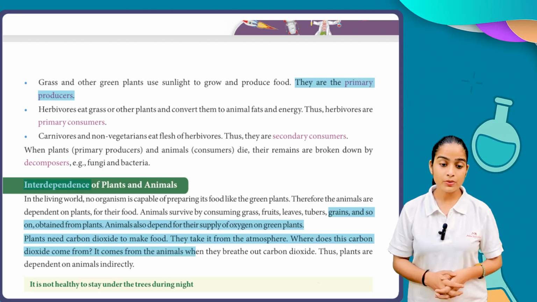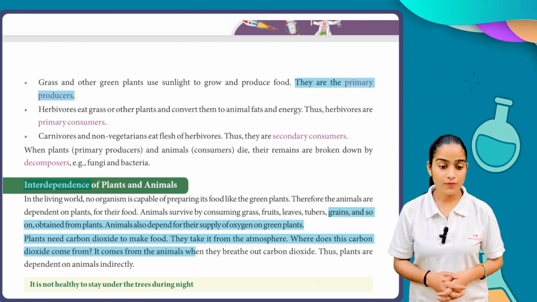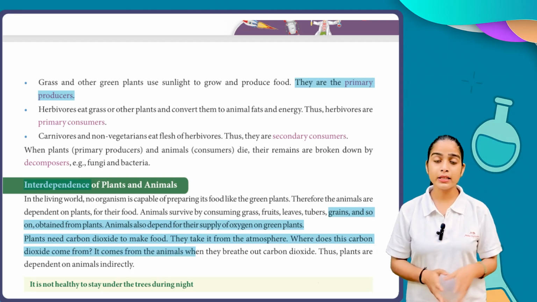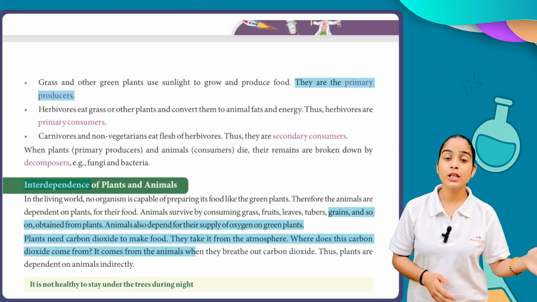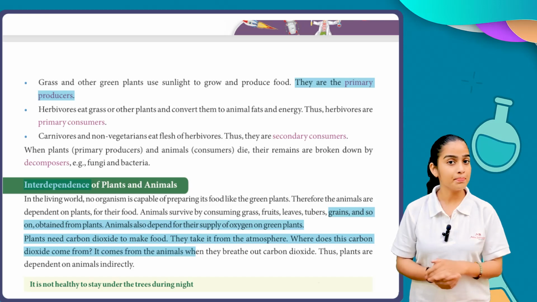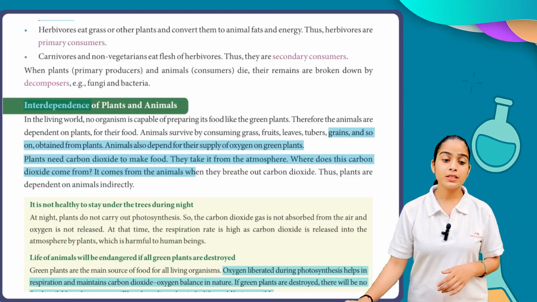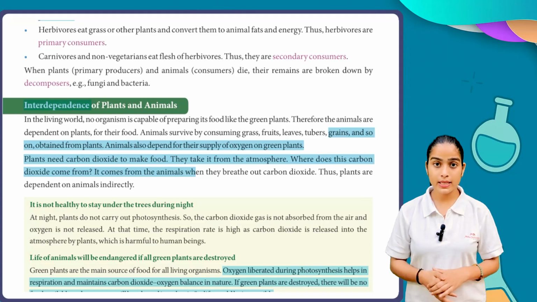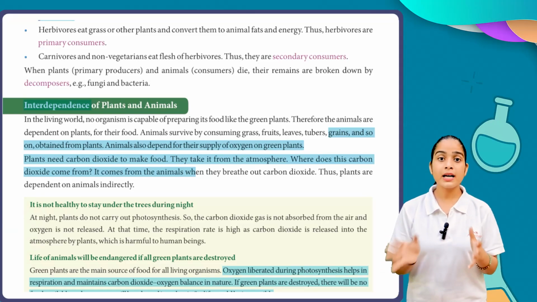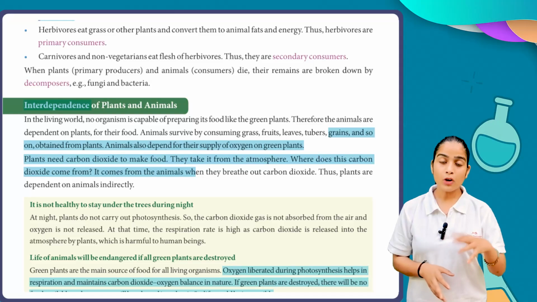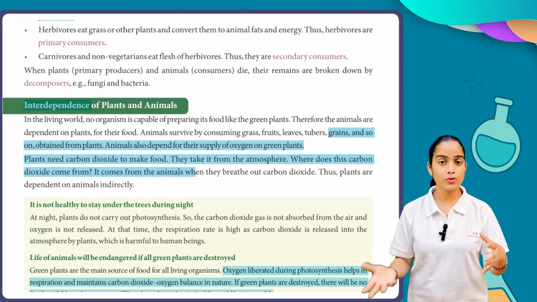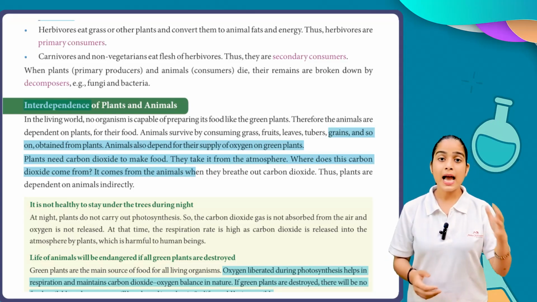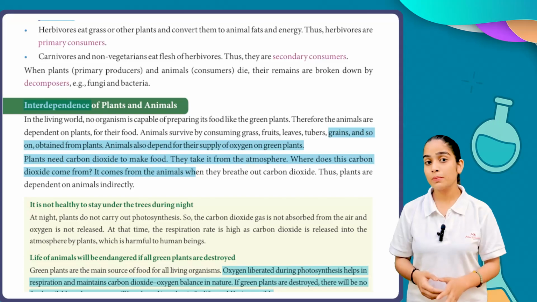When plants, the primary producers, and animals, the consumers, die, their remains are broken down by decomposers, for example fungi and bacteria. So what we understand here is that plants and animals are converted into decomposed matter with the help of fungi and bacteria. Now we have the interdependence of plants and animals. In this, we understand that animals and plants are interdependent on each other. Without plants, animals cannot eat anything, because they depend on plants for food, and similarly plants are also dependent upon animals. But how?